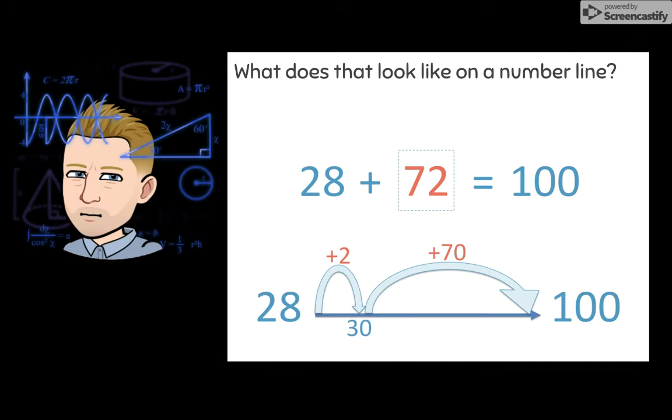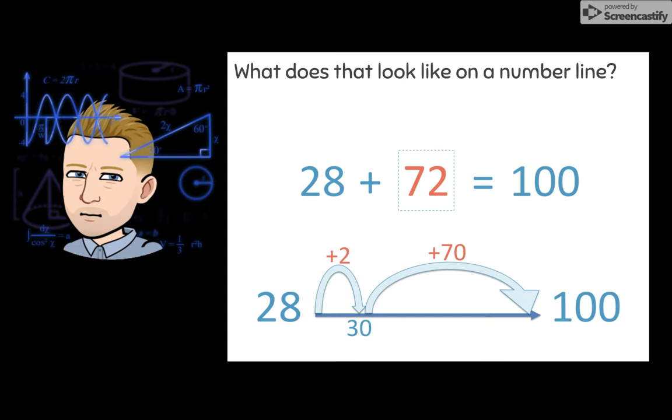A really good way to visualize this is to use a number line. So 28 plus what equals 100. I like making tidy numbers because it's a really efficient strategy. So I'm going to round 28 to the nearest 10, which would be the next 30, right? So 28 plus 2 equals 30. Then I can go 30 plus what equals 100, 30 plus 70 equals 100.